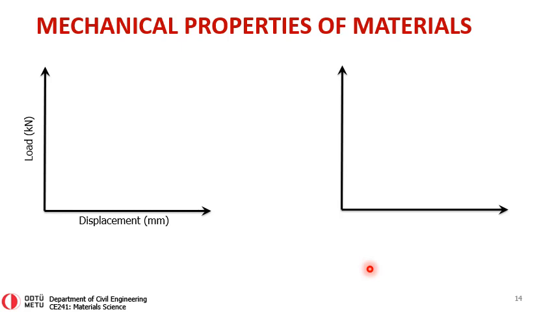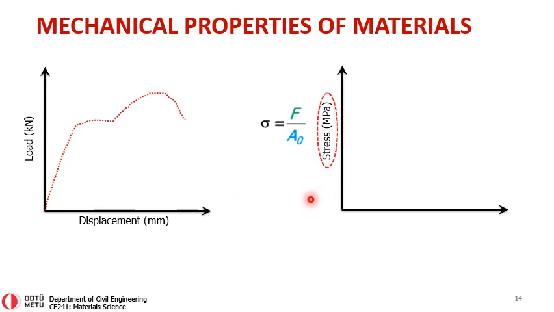Then what we will get is the load displacement data, like this one. And from this load displacement data, we can calculate the stress, as I just mentioned, and the strain, as I just mentioned. Now, from this load displacement data, we can obtain the stress strain data of that steel rebar.